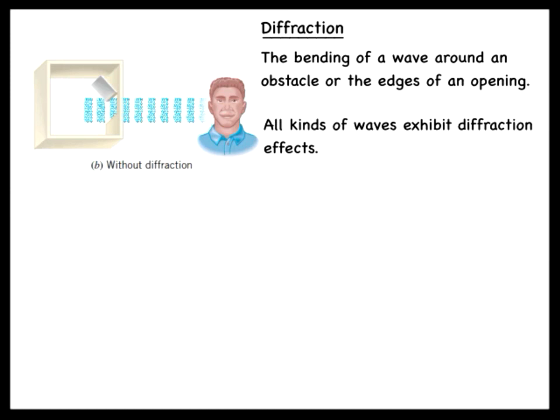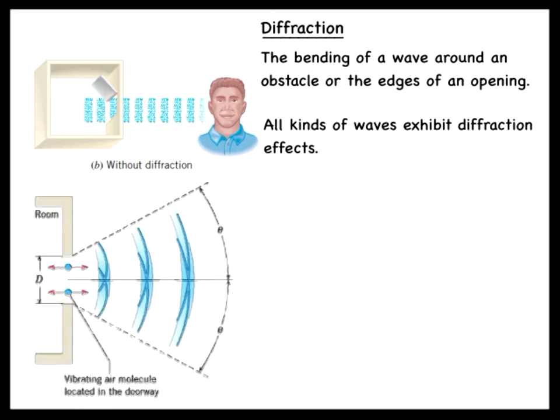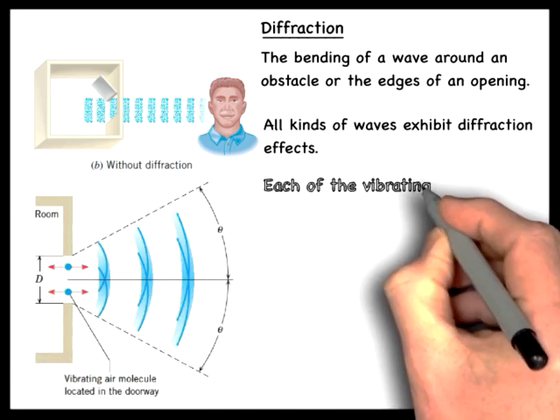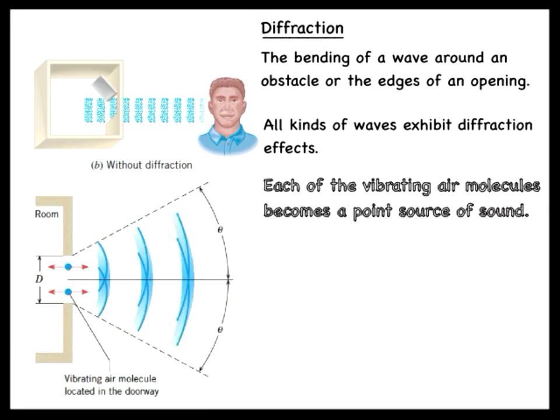To see how the diffractive bending arises, let's look more closely at the sound wave passing through the open doorway. When the wave reaches the doorway, we know the air molecules located in the opening undergo vibrations, as that is the process by which the sound propagates. For purposes of illustration, we are showing only two of the air molecules. In fact, each of these molecules becomes a point source of sound, emitting sound waves in all directions, much like a stone dropped in a pond creates circular water waves in 2 dimensions.